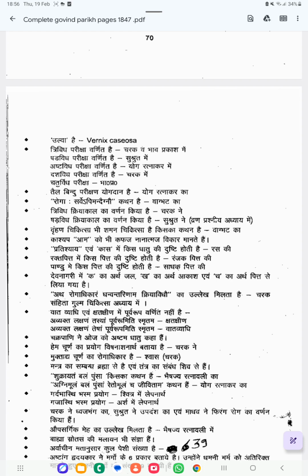Purva Rupa and Roga Lakshanas start occurring in the Vyakti stage, and in the Bheda Avastha you get to know which dosha condition is occurring, like Vataja predominant, Pittaja predominant, Kaphaja predominant, or Sannipataja. All those things we can get in the Bheda Avastha. So these are the Shadvidha Kriya Kala, how the disorder happens in your body, as explained by Sushruta in the Vrana Prashniya Adhyaya.